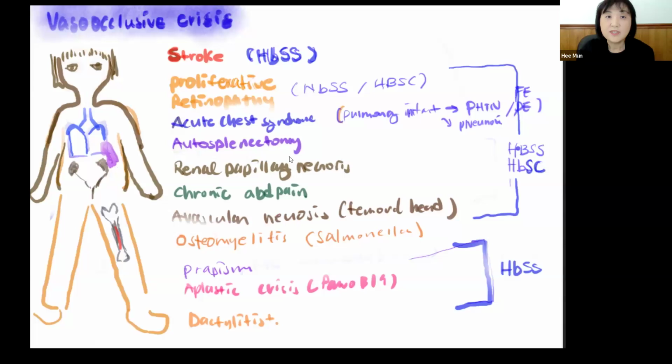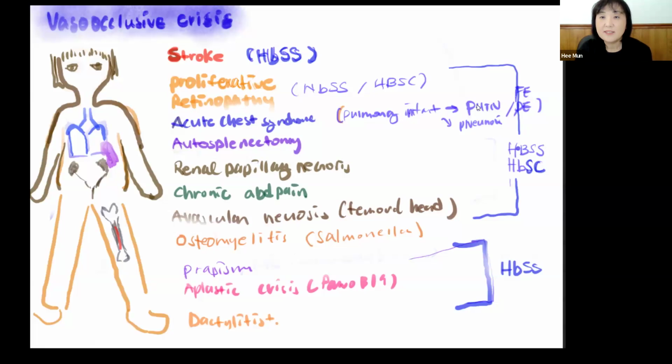And you can see jaundice and splenomegaly and pigment gallstones too. And the vaso-occlusive crisis, stroke can be seen in children with hemoglobin SS, and proliferative retinopathy. And acute chest syndrome is like a pulmonary infarct, so the lung is very vulnerable, so it can have pneumonia or it can increase pulmonary hypertension.